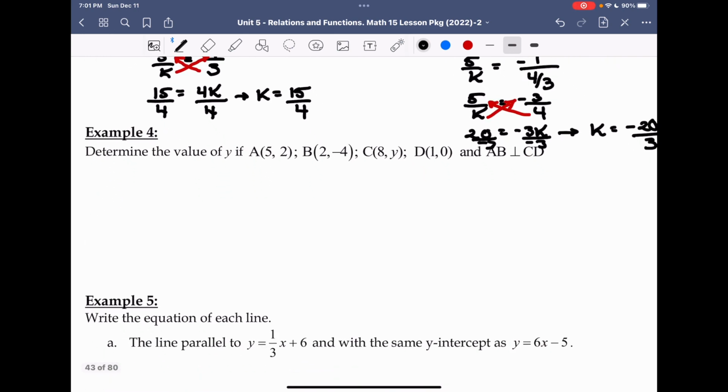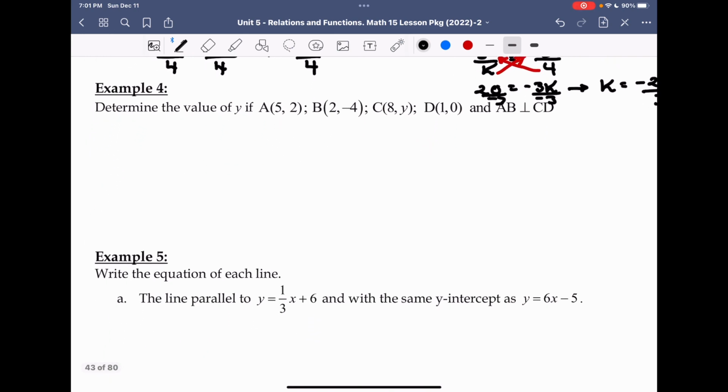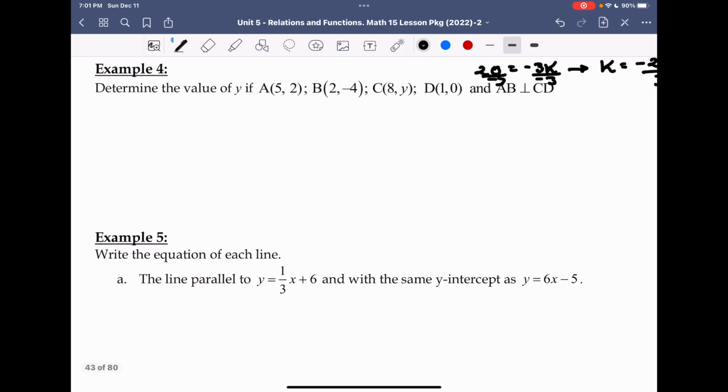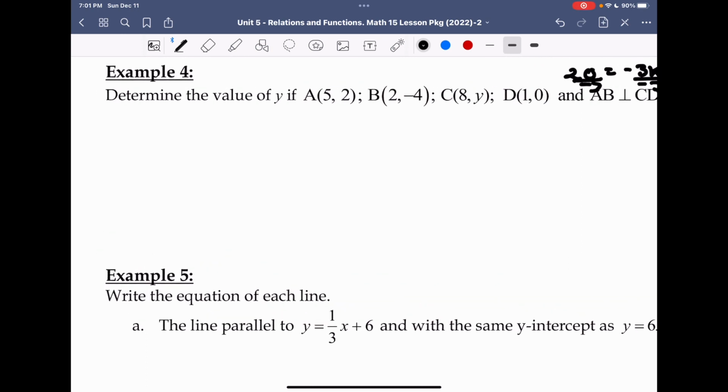All right, determine the value of y if A is some point, B is some point, C is (8, y), D is (1, 0), and we know that AB is perpendicular to CD. Well, what we're going to do right away is figure out, if AB has a certain slope and CD has a certain slope and they're perpendicular, we need to figure out what the slope of A and B is.